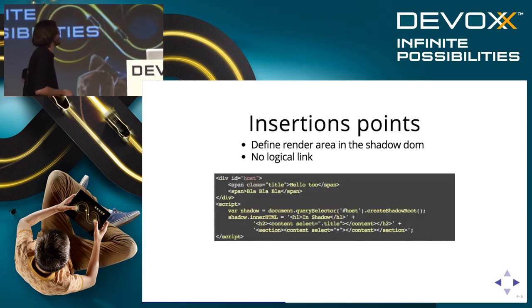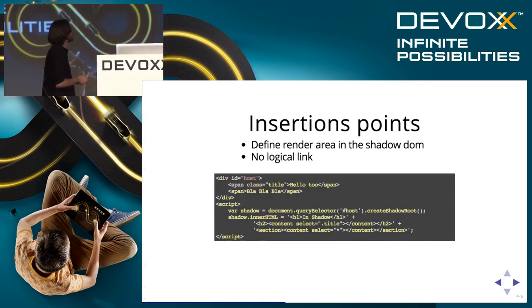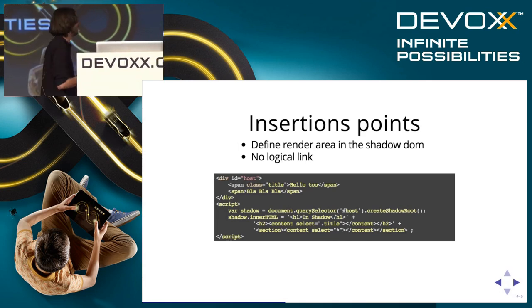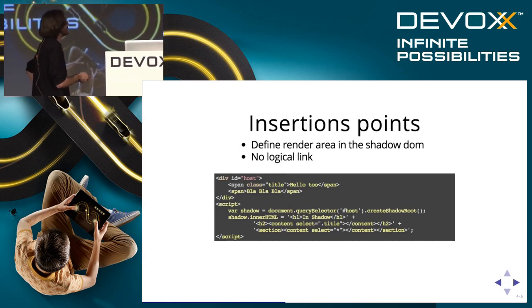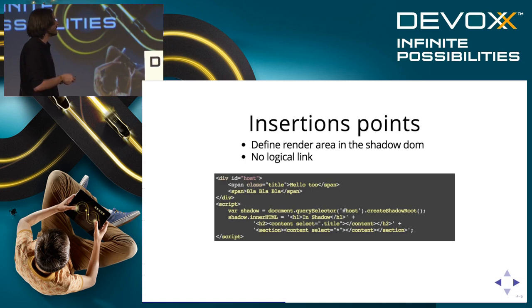So here is an example. In my div here, I create a Shadow DOM, and I add some HTML inside. But in my div, I also have some light DOM, and I want to display this light DOM in my Shadow DOM. So you can see here that I have a content tag with a select attribute, and I'm telling the browser that in this content tag, it will put all elements that have the class title. So in my example, it will be this span.